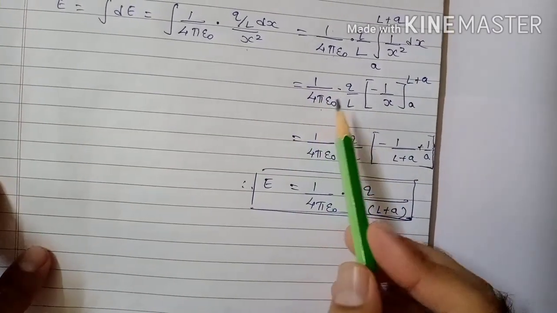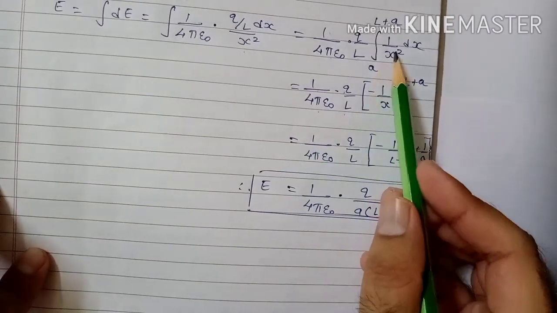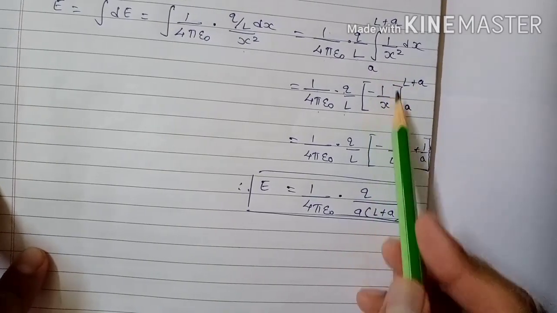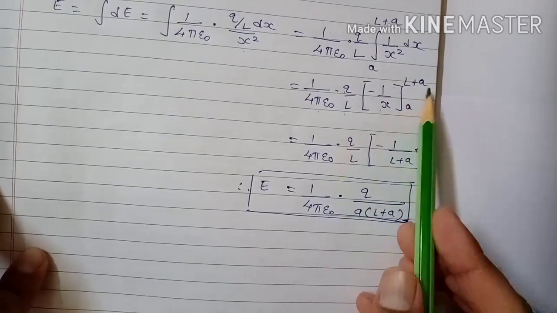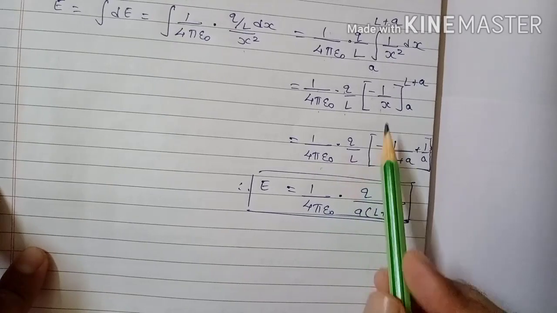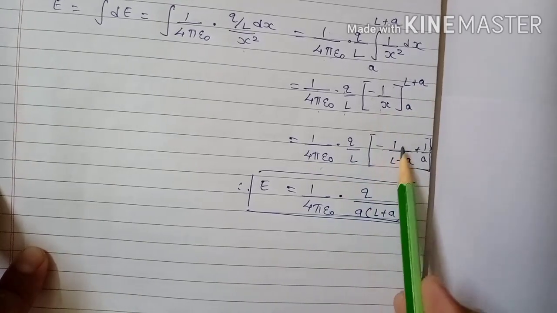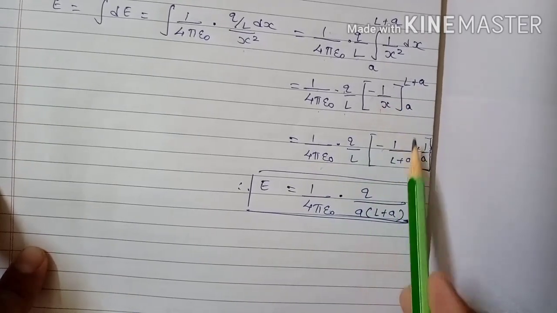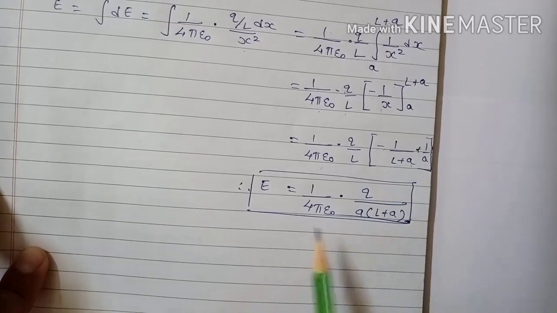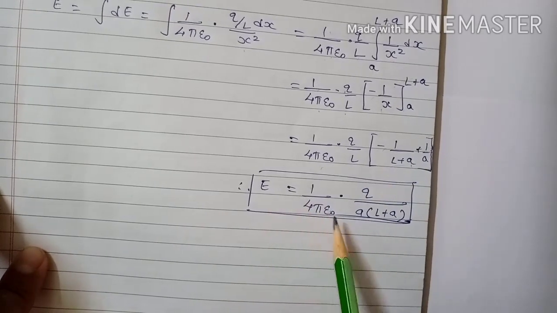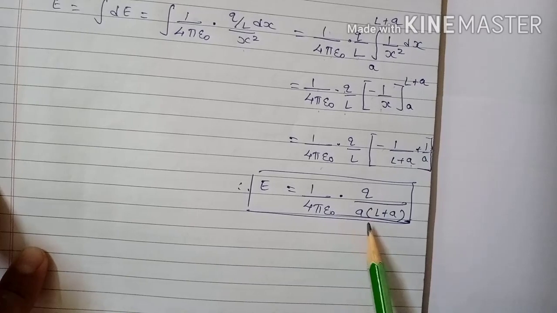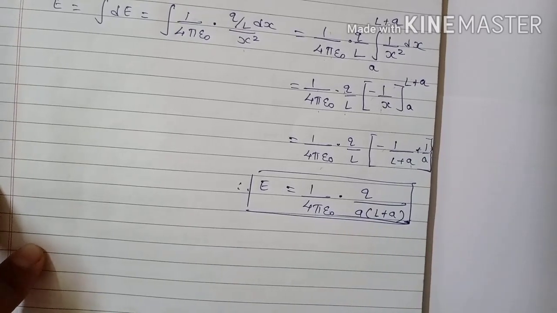So E is 1 upon 4 pi epsilon naught, Q by L, integration of 1 upon x square, that is minus 1 by x, from a to L plus a. Substituting the limits: 1 upon 4 pi epsilon naught, Q by L, first limit minus 1 upon L plus a, minus, minus 1 by a. If we take the LCM, then we get the answer: E is equal to 1 upon 4 pi epsilon naught into Q upon a into L plus a.